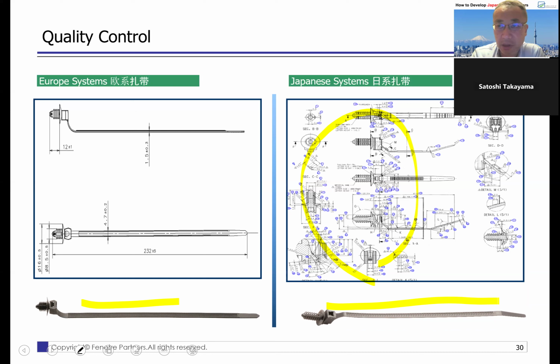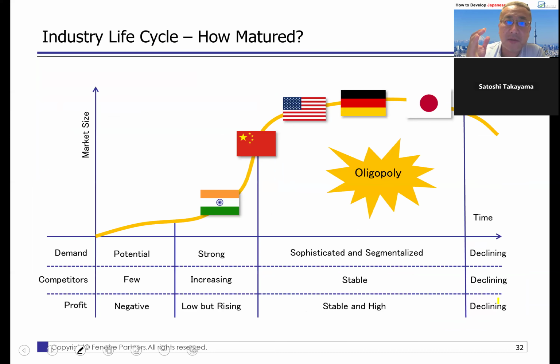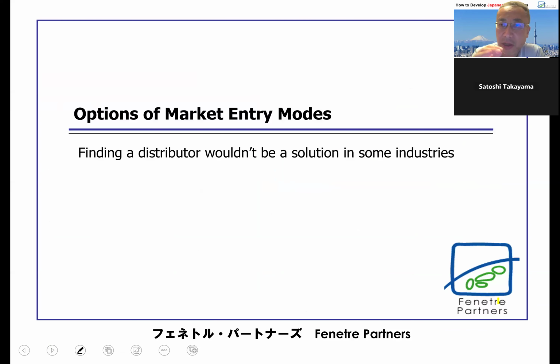So if you are at the position of global sales or international sales manager, probably it is a very important job for you to persuade your engineers. So now you've already understood your Japanese customer culture and what you have to do for developing Japanese customers.